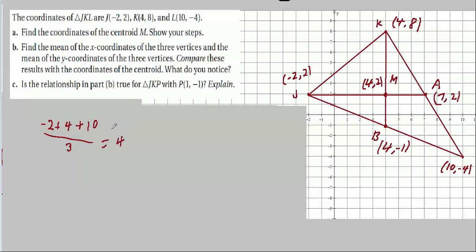What about the y-coordinates? Well, let's see here. That's 2 plus 8 minus 4 divided by 3. You got 8 minus 4 is 4, plus 2 is 6, divided by 3 is 2.